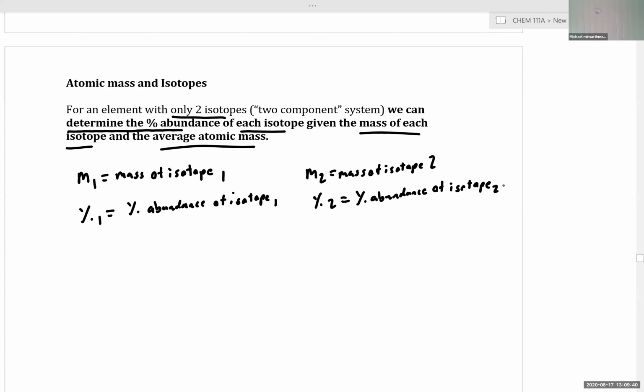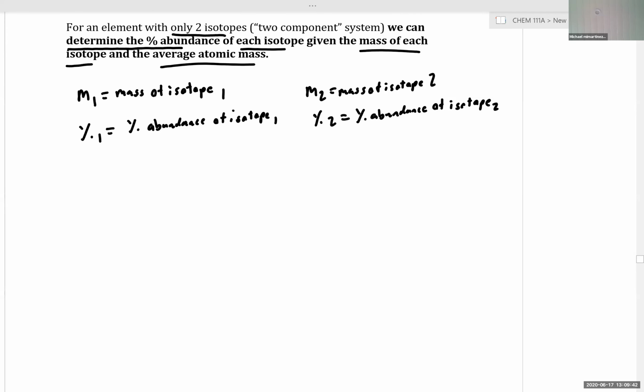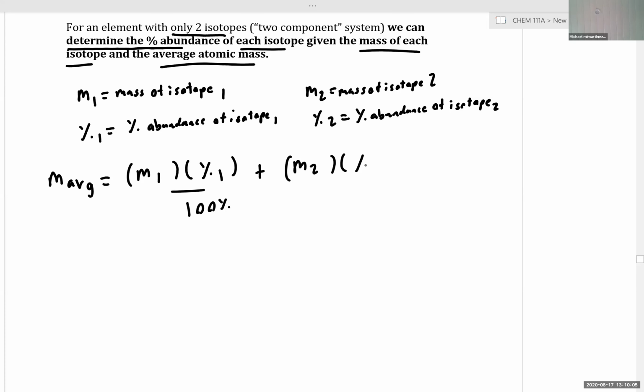From here, we know first and foremost that the average atomic mass, which I'm going to call M average, is equal to the mass of isotope 1 times the percentage of isotope 1 over 100%, plus the mass of isotope 2 times the percentage of isotope 2 over 100%. All's well and good. This is something that we've used in the previous example.